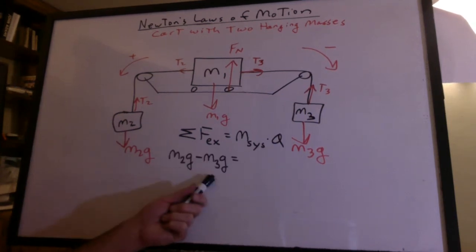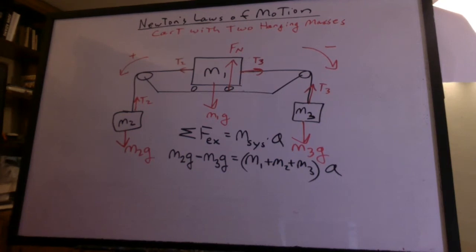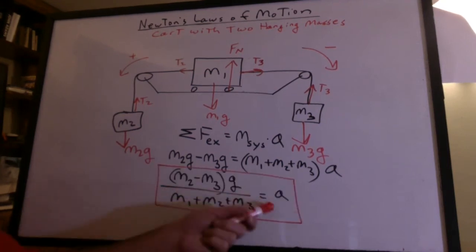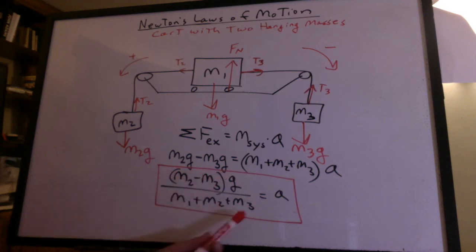Forces forward minus forces backward. Mass of the system, acceleration of the system. A little algebra, and you got your answer. So keep in mind, this is the net force that's making the system accelerate. This represents the inertia of the whole system.